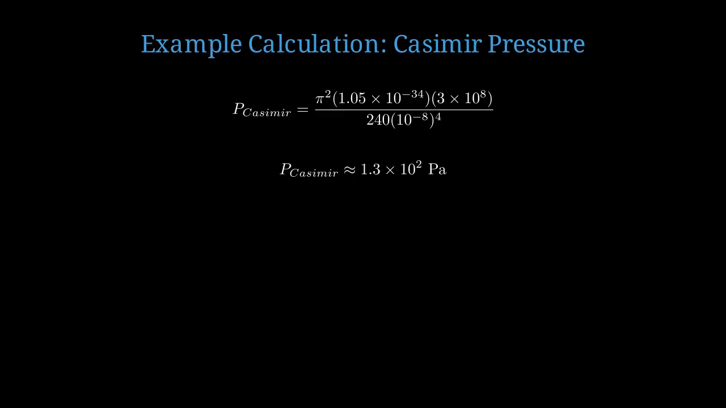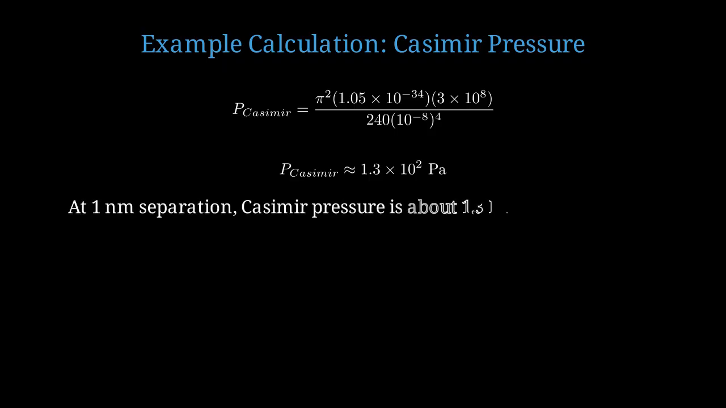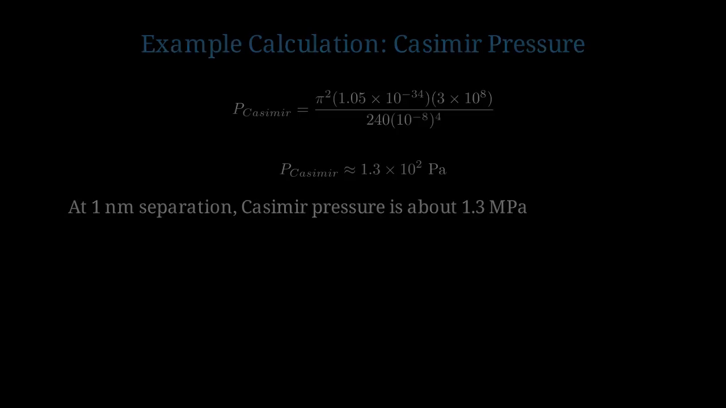This is smaller than the van der Waals pressure at this separation, confirming that van der Waals dominates at this scale. But at 1 nanometer separation, the Casimir pressure increases to about 1.3 megapascals, becoming much more significant.